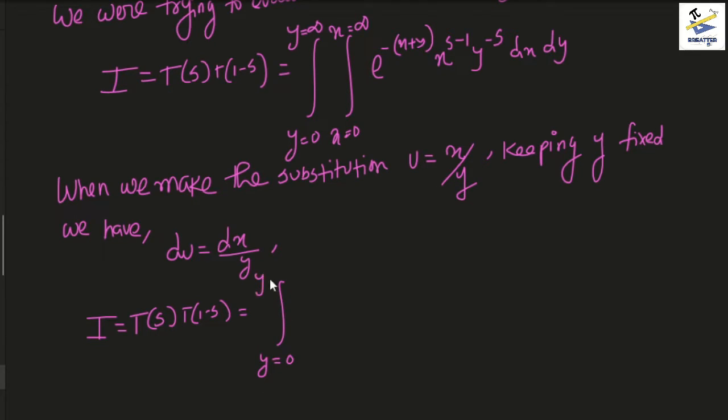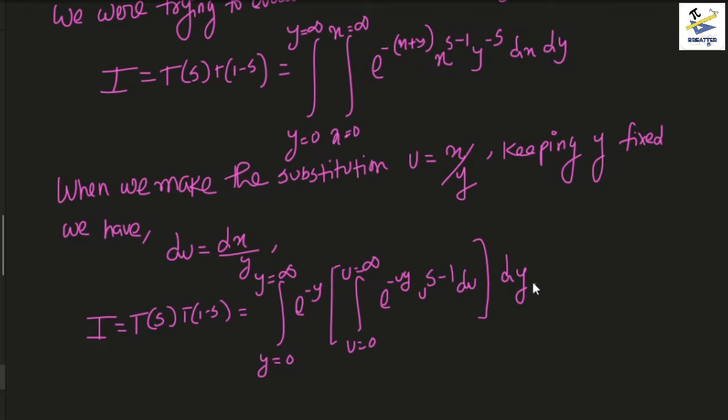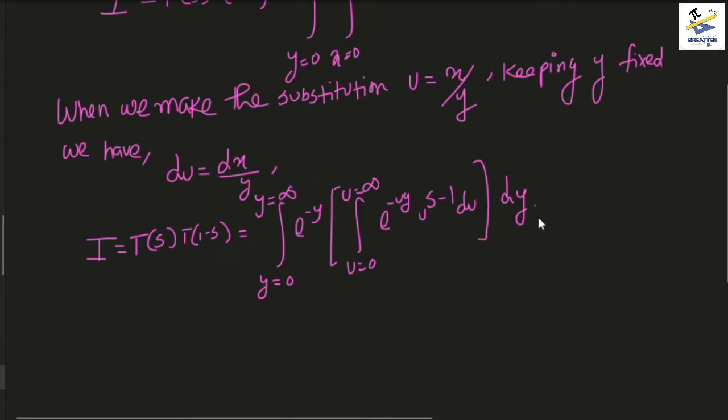Y equals 0 to y equals infinity e to the power minus y, and inside we have u equals 0 to u equals infinity e to the power minus uy u to the power s minus 1 du, and then there is a dy, right? So this is where we reached in the last video, and we would like to continue it from here. And obviously in doing so we would be trying to understand how we basically evaluate this particular integral right here, which is the modified form of the initial integral that we started with.